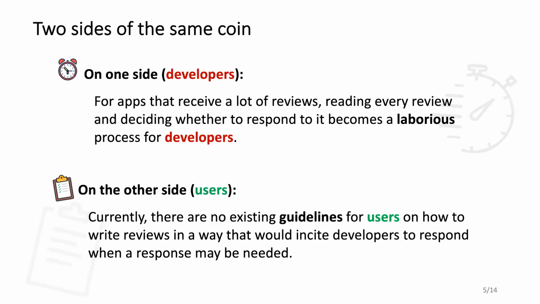By looking at the process from the previous slide, we can identify 2 major pain points. On one side, for an app that receives a lot of reviews, reading every single review and deciding whether or not to respond to them becomes a laborious process for developers. And on the other side, currently there are no existing guidelines for users on how they should write reviews in a way that would incite developers to respond when a response may be needed.